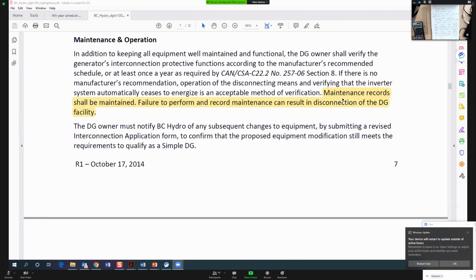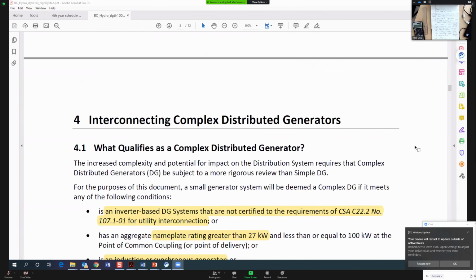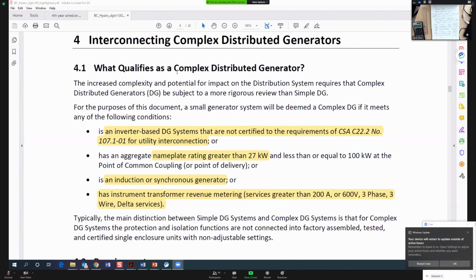Usually they also ask you to keep a maintenance record, because if you can't provide those records, they might disconnect you from the hydro network. Okay, next one is a complex distribution generator.